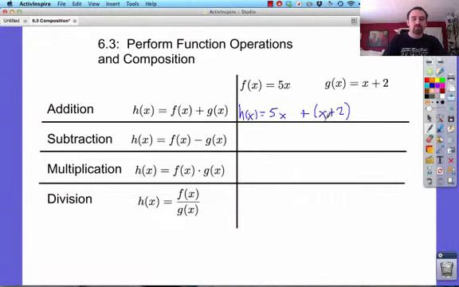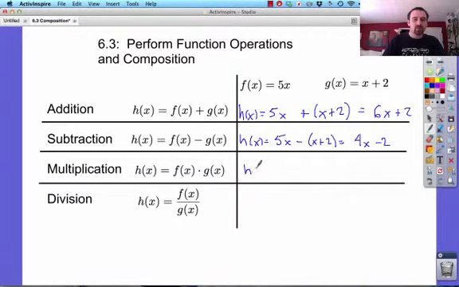Now I always try to use parentheses even when it doesn't need it. Well, this is going to be 5x plus x plus 2, which is 6x plus 2. Let's look at subtraction. If h of x is defined as the difference between f of x and g of x, I'm going to have 5x minus, and this is where the parentheses become important, x plus 2. So now I have 5x minus x minus 2, so I have 4x minus 2.